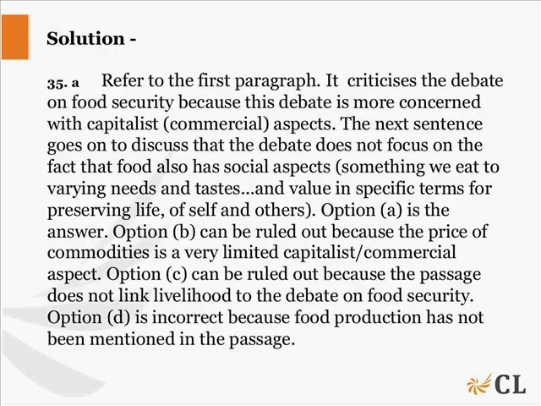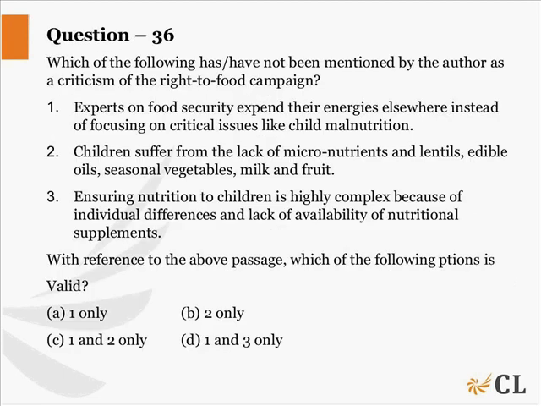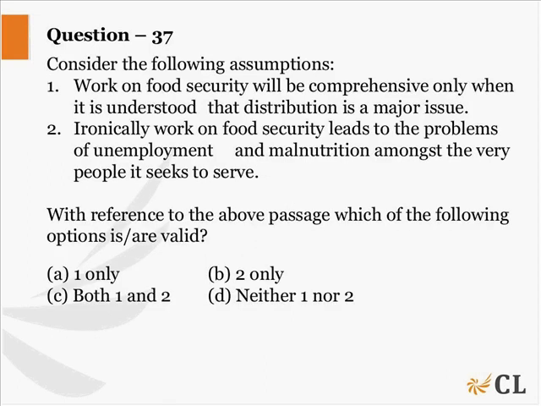Consider the following assumptions, which of them are valid, right? Our work on food security will be comprehensive only when it is understood that distribution is a major issue. Look at where the passage says that we can understand this only when, right? So okay, why is 2 wrong? Okay, 2 says ironically, work on food security leads to the problems of unemployment and malnutrition among the very people it seeks to serve, right?